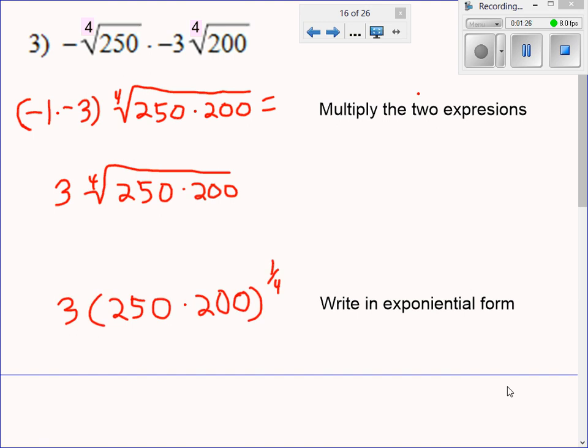Okay, the next thing we're going to do is write in exponential form. Remember, this is a fourth root, and the index is also the denominator on the rational exponent. So we have 3 times the quantity 250 times 200 all to the 1/4 power. So that's simply just writing in exponential form.